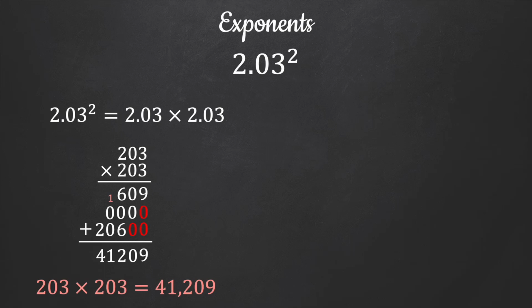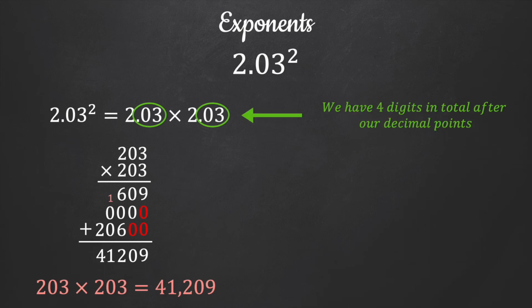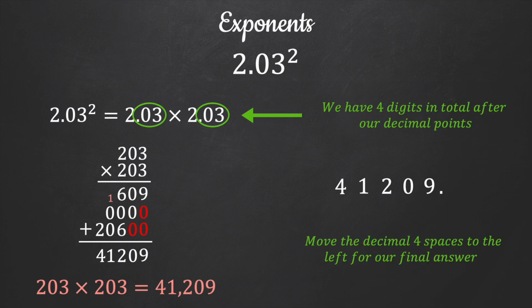We know it's equivalent to 2 3/100 times 2 3/100. So let's go ahead and see how many digits we have after our decimal point. So here we have 2. Here we have 2 more. So in total, we have 4. So we have 4 total digits after our decimal points. So we're going to take our answer. We're going to put a decimal at the end, and we're going to move the decimal 4 spaces to the left for our final answer. So 1, 2, 3, 4. And then we're going to move our decimal.